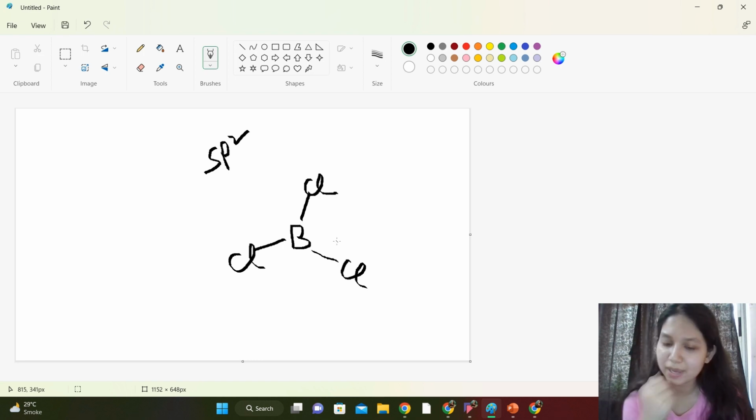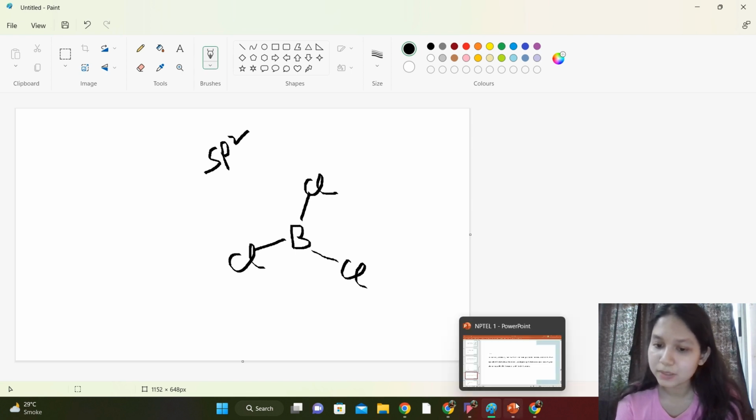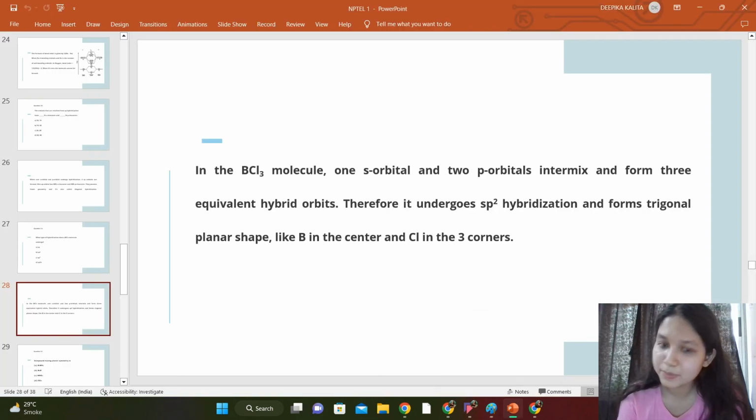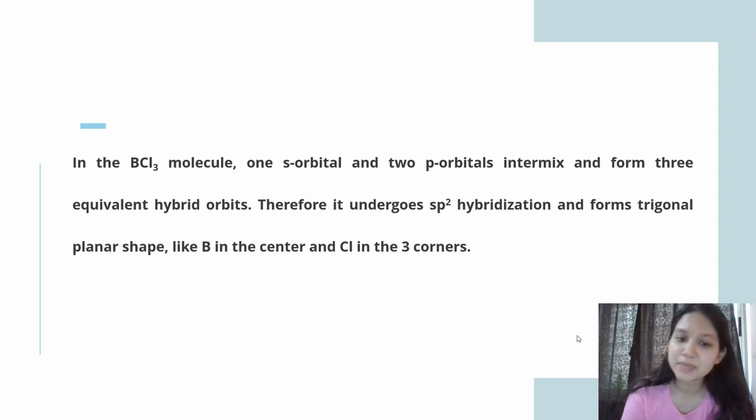And what is the bond angle in case of tetrahedrals? It is 109 degrees and a few minutes. Yes, you can tell it as 109 degrees. So in case of sp2 hybridization, we have 120 degrees between the boron and chlorine bonds. So like this, the BCl3 molecule will have sp2 hybridization and trigonal planar shape. I hope this answer is clear to everyone.